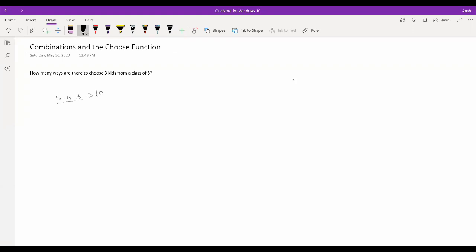Each grouping of 3 is counted 6 times. Like, for example, if we had chosen the first, second, and third kids, we'd have ended up counting them 1, 2, 3, 1, 3, 2, 2, 3, 1, 2, 1, 3, 3, 1, 2, and 3, 2, 1. Or in other words, there are 3 factorial duplicates for every term, which means that we have to divide our answer by 3 factorial in order to remove all the duplicates.